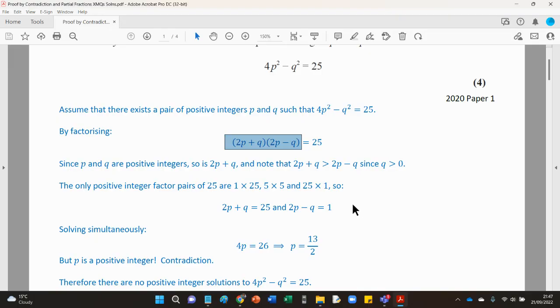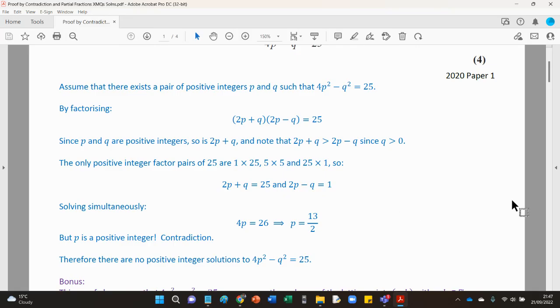I'm a mathematician. So I notice that 2p plus q is going to be bigger than 2p minus q. And that's not always the case. It depends on the value of q. But in this case, we know that because we've assumed it in our negation, that q is a positive integer and p is a positive integer. And since q is positive, 2p plus q is bigger than 2p minus q. And that means that we've got two factors that are different sizes, and the first bracket is the larger one. So the only case I have to consider is that the first bracket is equal to 25 and the second bracket is equal to 1.